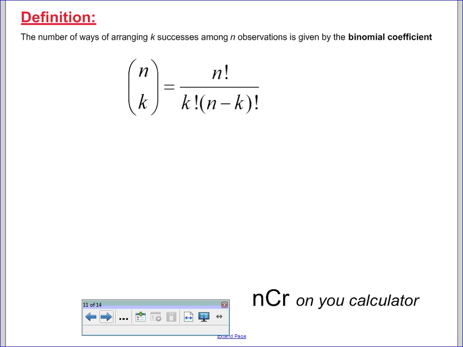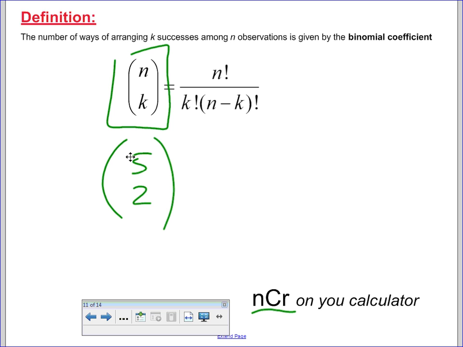And the number of ways of arranging k successes among n observations is the binomial coefficient, which you will also know as a combination. I don't know, I can't spell. So it's a combination. And if you remember from Algebra 2, you can do that on your calculator. This is the formula for combination. This is the way it's written. And our previous example was that, because it was 2 successes out of 5.